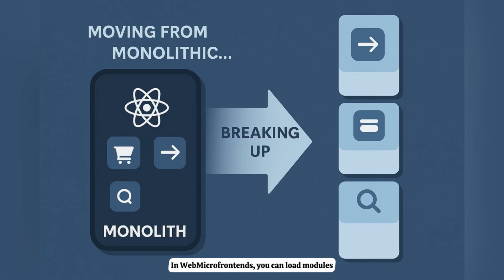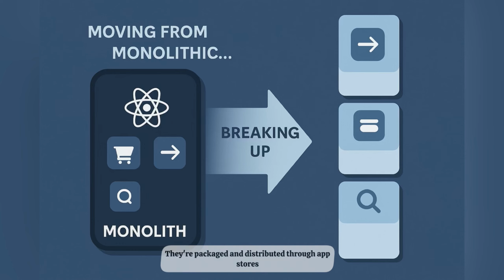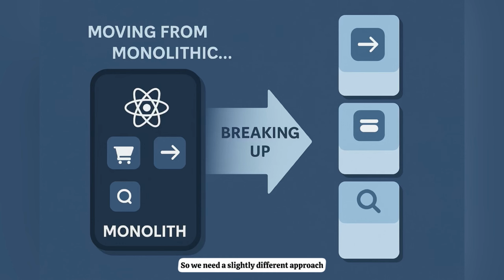In web microfrontends, you can load modules over the network at runtime. But mobile binaries don't work that way. They're packaged and distributed through app stores. So we need a slightly different approach. Think of React Native microfrontends more as modular codebases than remote modules, where each feature lives in its own package, its own repo, or even its own NPM package.